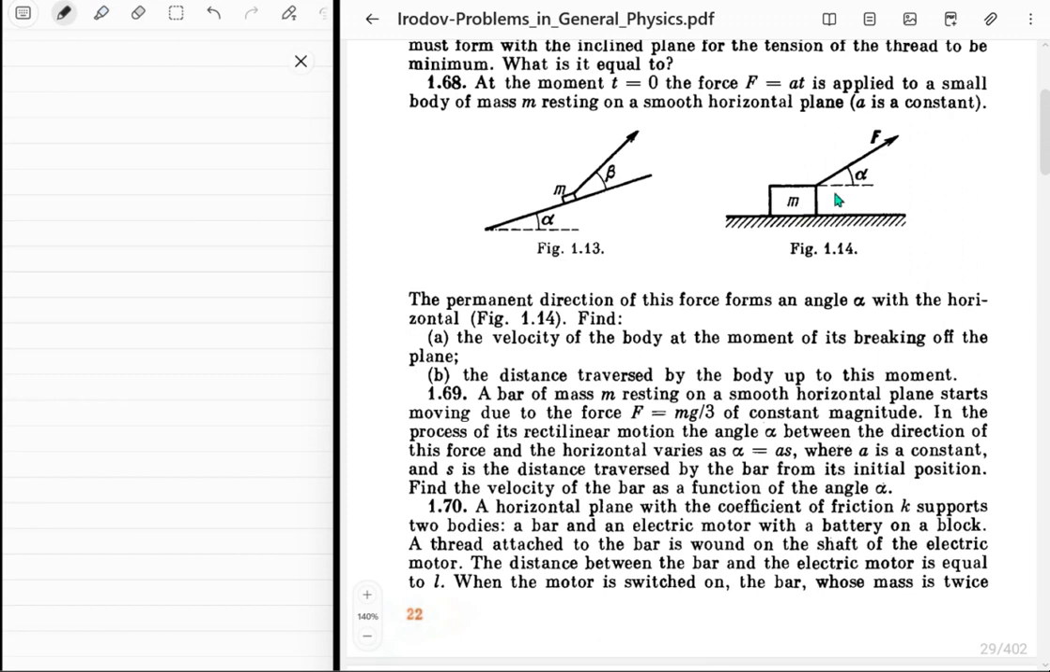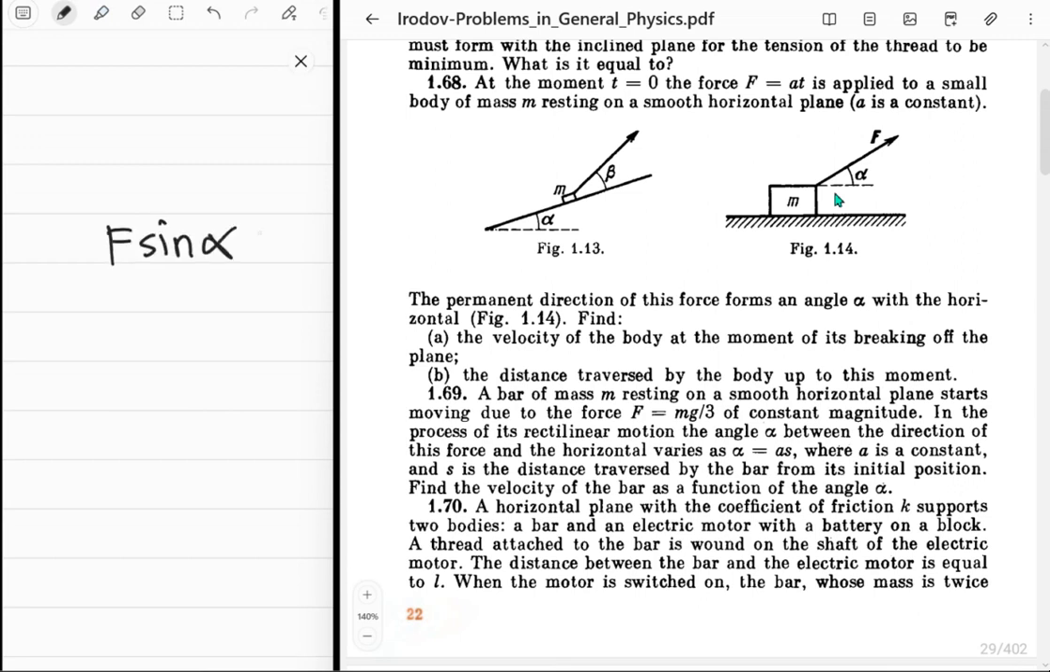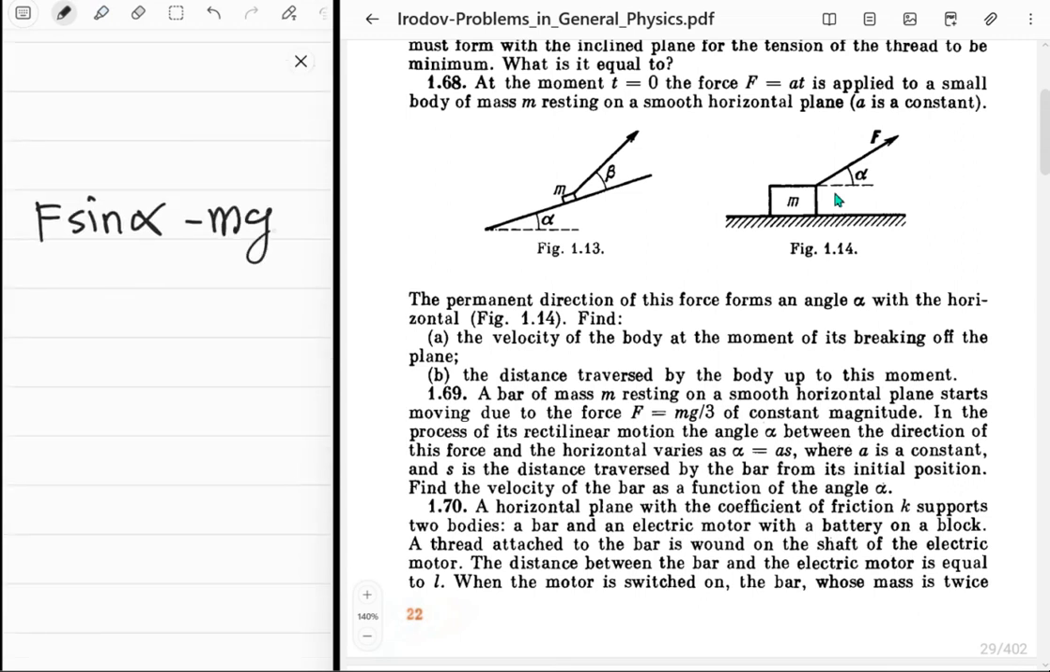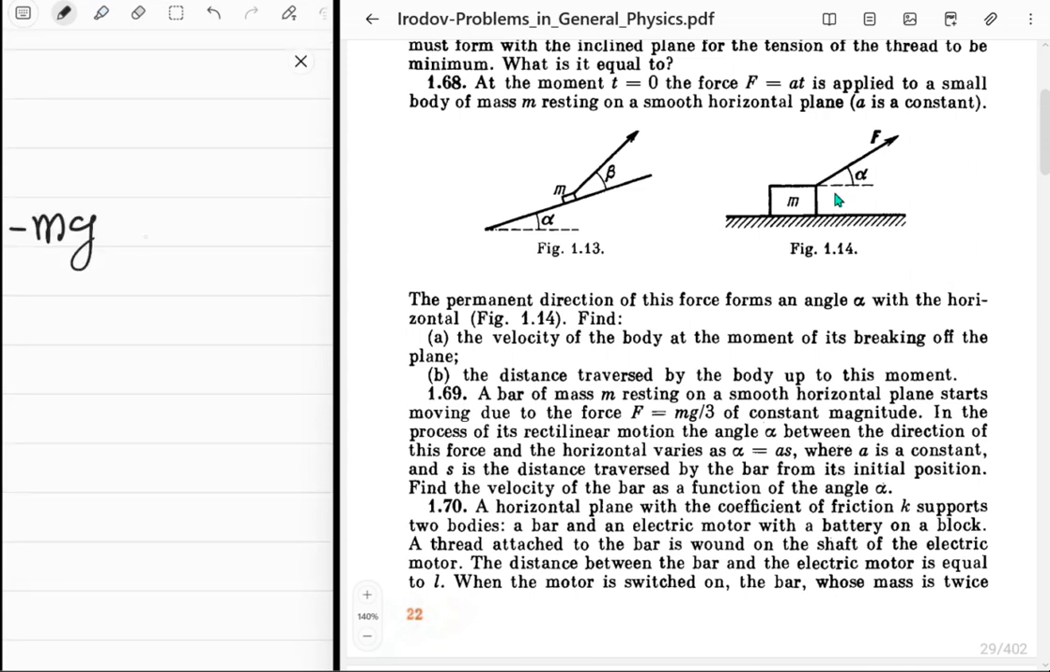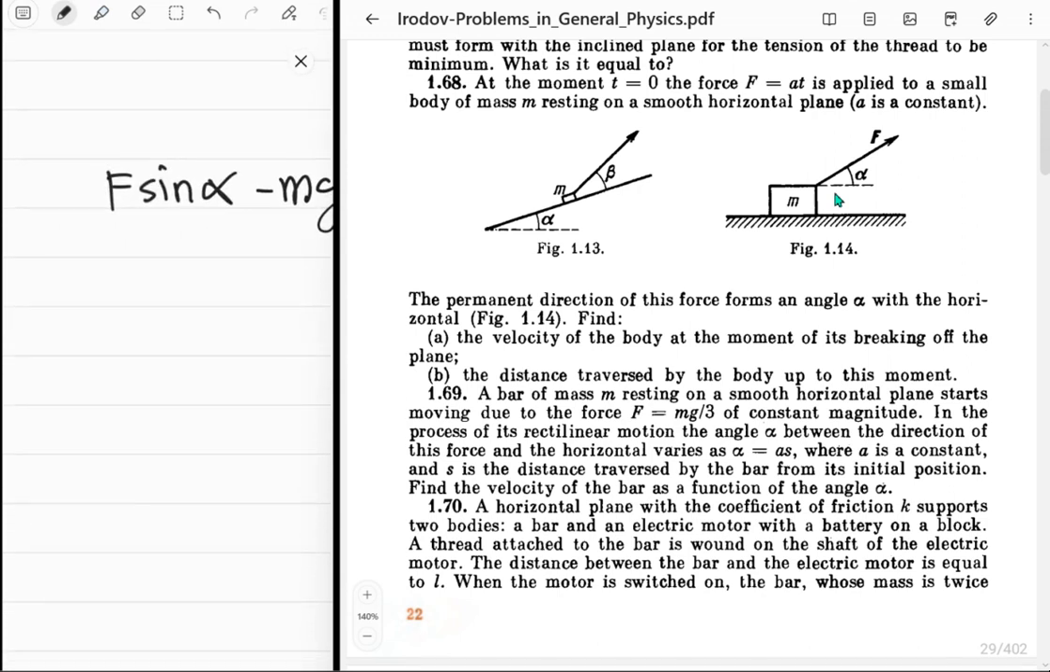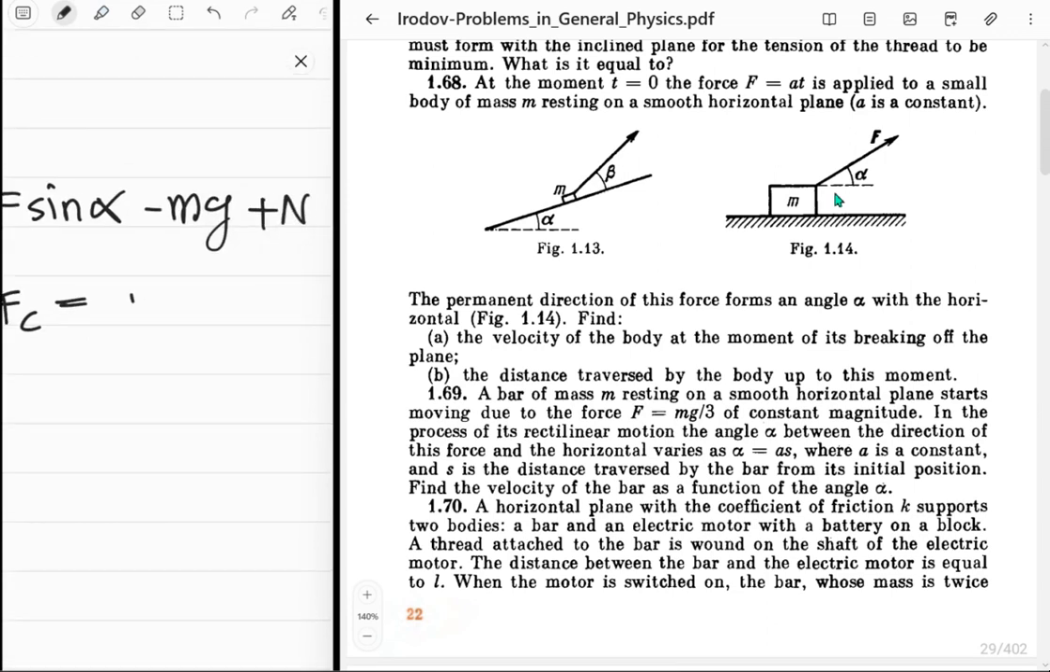Okay, so let's do it. So what do we have? F sine alpha minus mg plus the normal force. That is equal to 0 most of the time. But when F sine alpha becomes more than mg, at that point it will break off. So for the breaking point, F critical is equal to mg cosec alpha. Okay, that's the vertical equation.